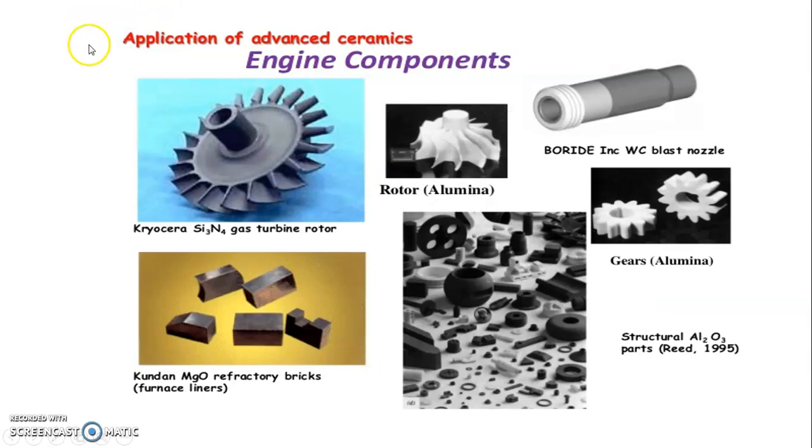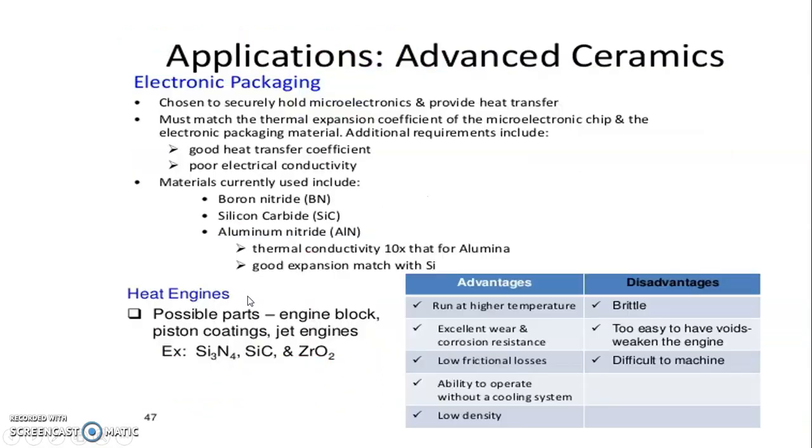So here you can see the applications of advanced ceramics. Silicon nitride, Si3N4, gas turbine rotor, then alumina rotor, then boride nozzle made up of boron carbide, tungsten carbide WC, then gears made up of alumina, then structural parts that are also made up of alumina, then magnesia refractory bricks. Then some of the applications are electronic applications and the engine applications are given. Possible parts: engine valves, pistons, jet engines.